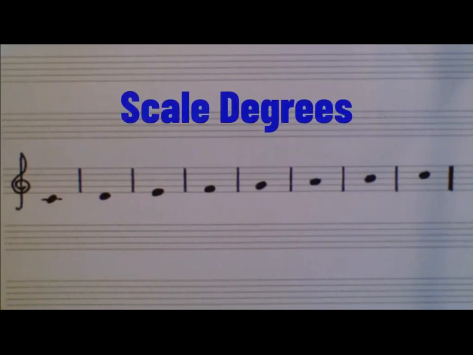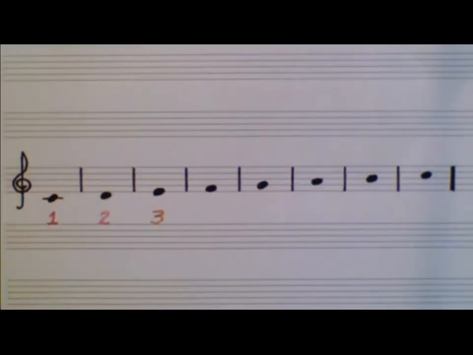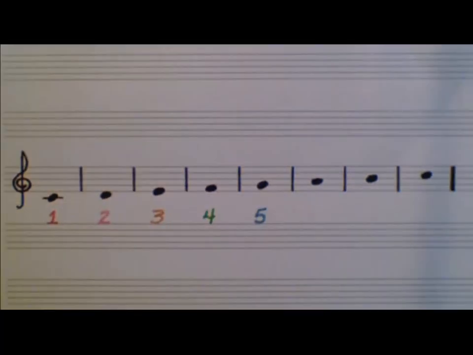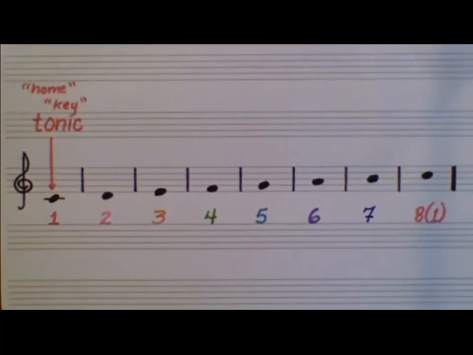This video is a quick overview of the relationships between the notes in the major scale. We will use a C major scale to demonstrate. We number the notes in the scale from 1 through 8. We call these numbers the scale degrees. The most important degree in the major scale is the first degree, which we call the tonic.